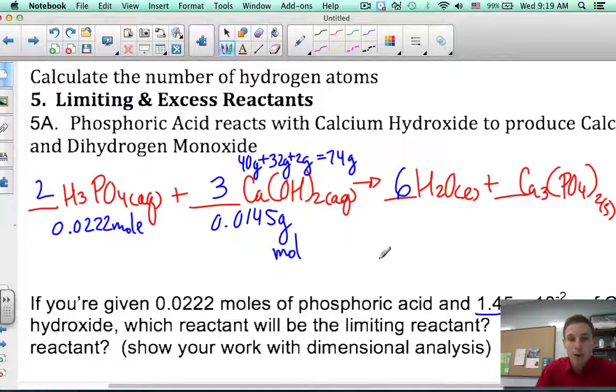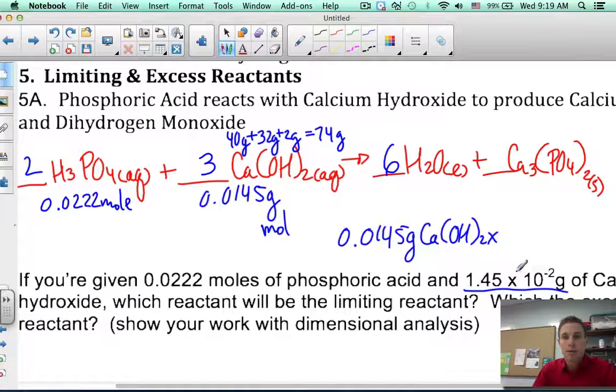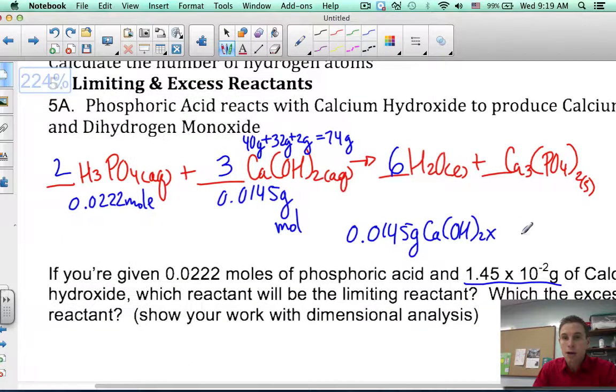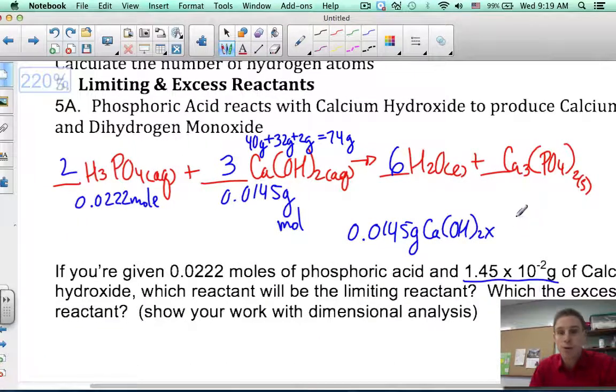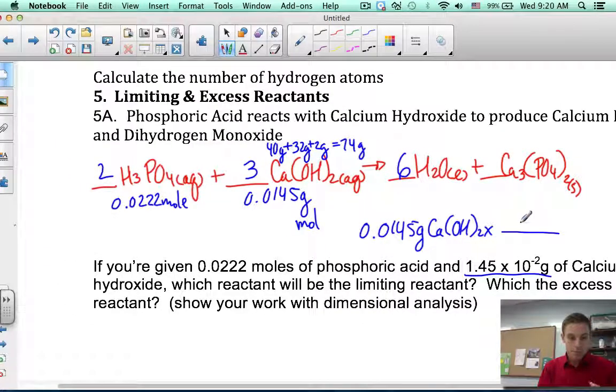I convert these grams. Let's do it right over here. 0.0145 grams of calcium hydroxide. And I'm just going to scroll over here a little bit. I'm going to make this a little bit smaller. And I multiply that times 1 mole over 74 grams. And I will get 0.0145 divided by 74. And what I get is 1.96 times 10 to the negative 4 moles.